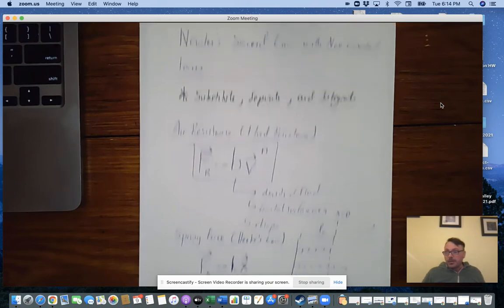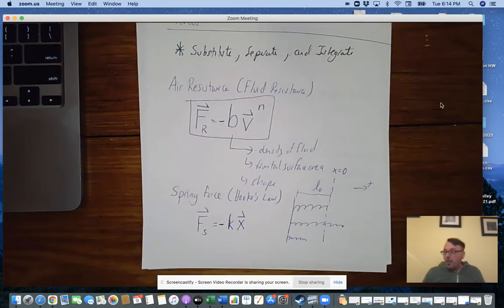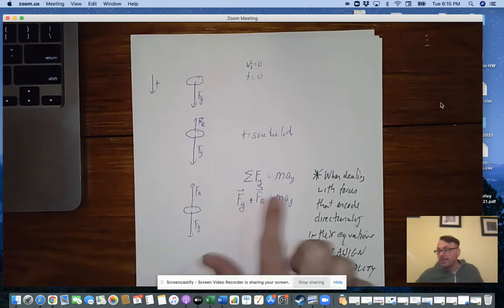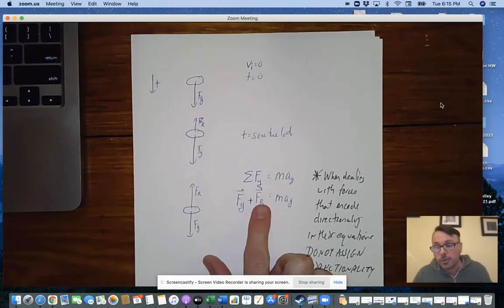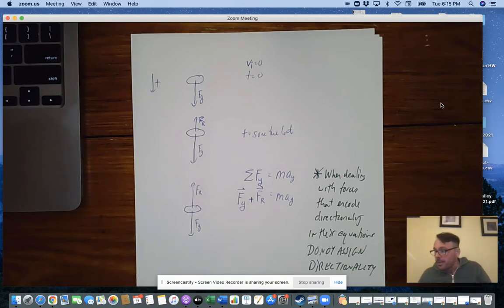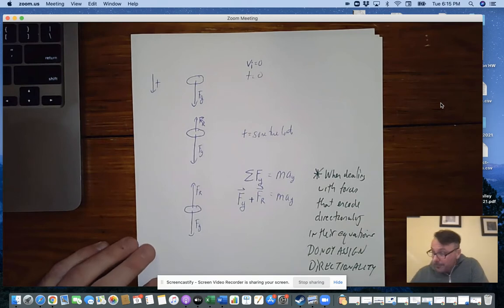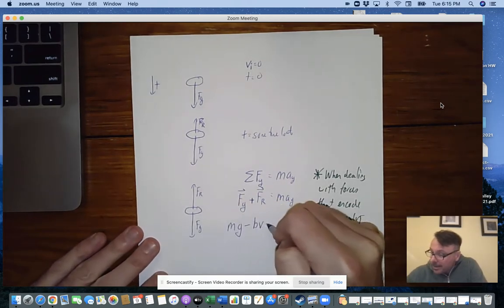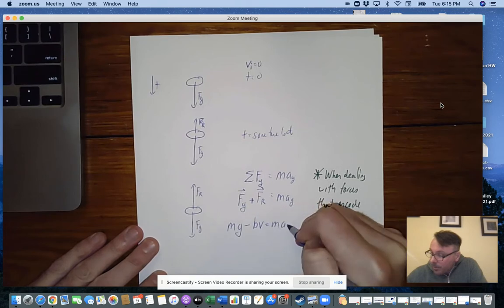Same thing here, down here in the spring force. When I plug in the position, the sign of the position will tell me the sign of the force. So I don't want to preemptively determine what the sign of the force is, since it's something inside of that equation that's actually going to determine that sign. Okay, so let's look at this expression here. Plugging in, mg minus bv equals m a_y.